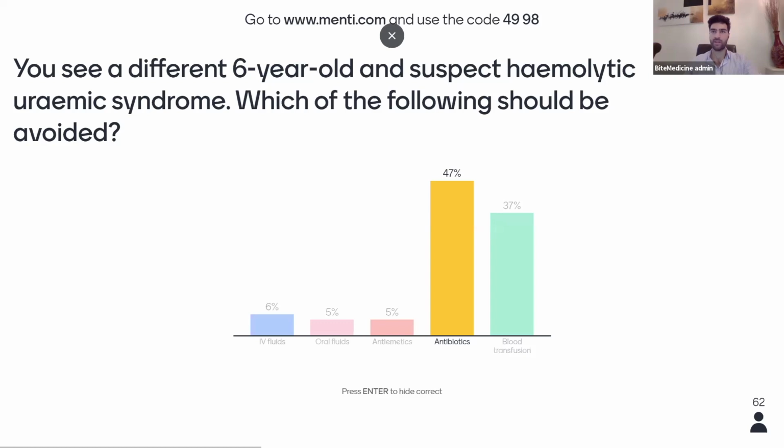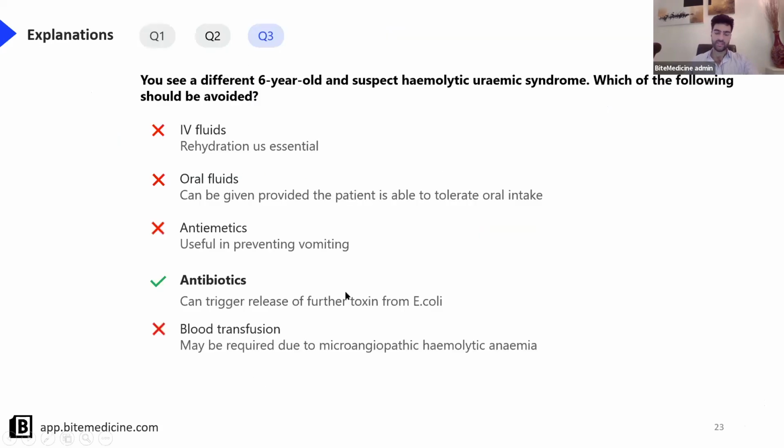Let me just go back to the PowerPoint, sorry. So yes, giving the patient antibiotics can trigger release of further toxin from the E. coli. So in general, you avoid antibiotics in HUS. It depends on the clinical condition, but as a general rule, try and avoid antibiotics. Of course, you need to give the patient fluids, and that can either be IV or orally if they can tolerate it. Antiemetics are important because these patients will be vomiting, and patients may well require blood transfusion because, as we will see, they have a microangiopathic hemolytic anemia.